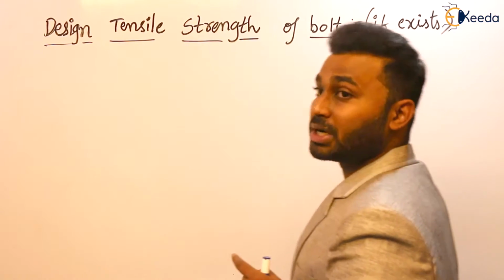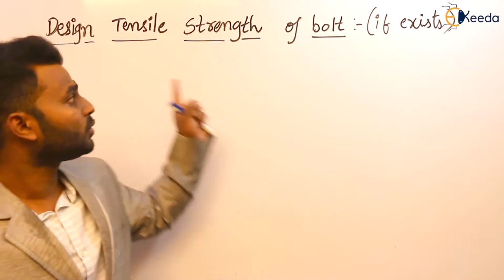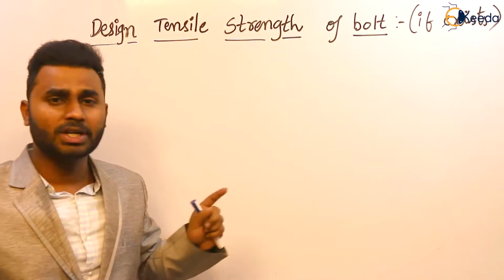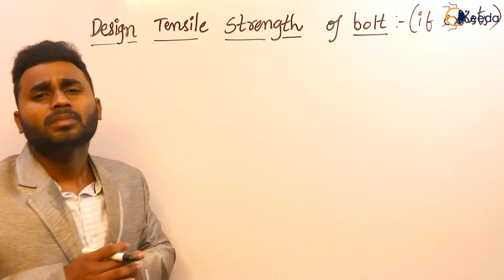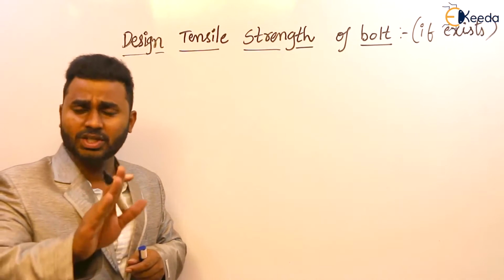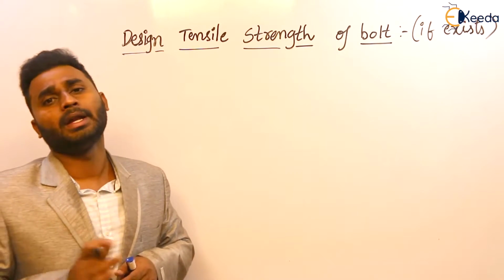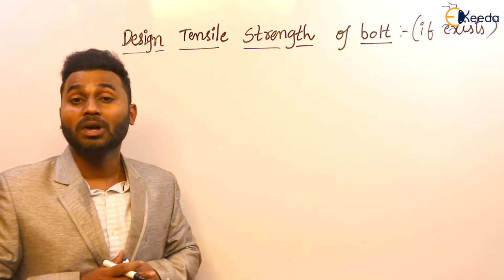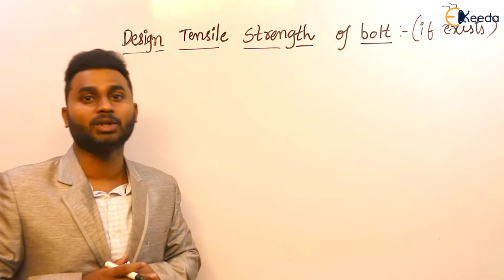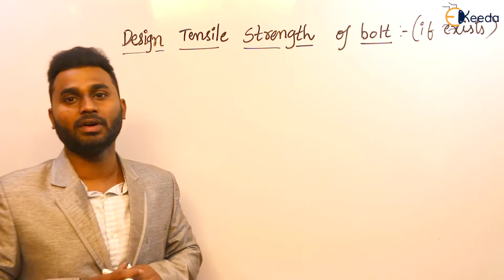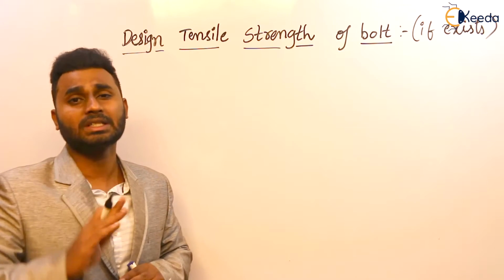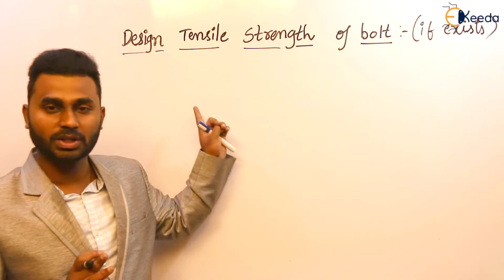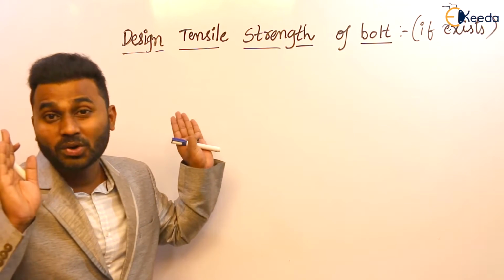If at all the bolt is subjected to tension, then only we have to find out the design tensile strength of the bolt, or else no need. Simply go for design strength of bolt in shear and design strength of bolt in bearing. That's it. As we discussed, mainly the bolts in a bolted connection are subjected to shear and bearing. That is the regular kind of effect that bolts are subjected to. But tension is not a regular effect; it can be observed only in some cases.